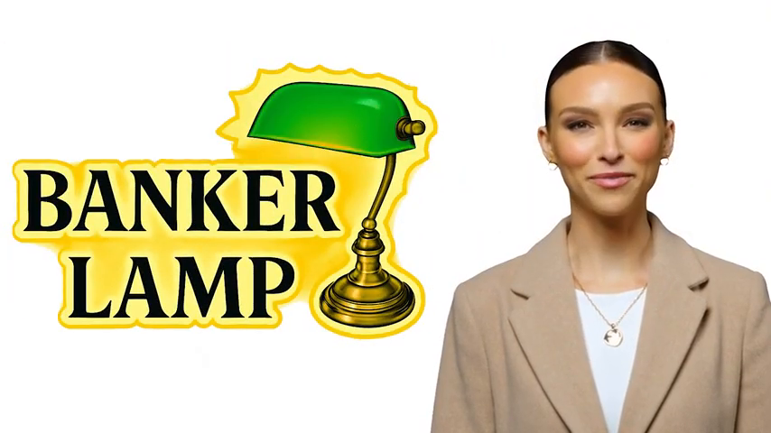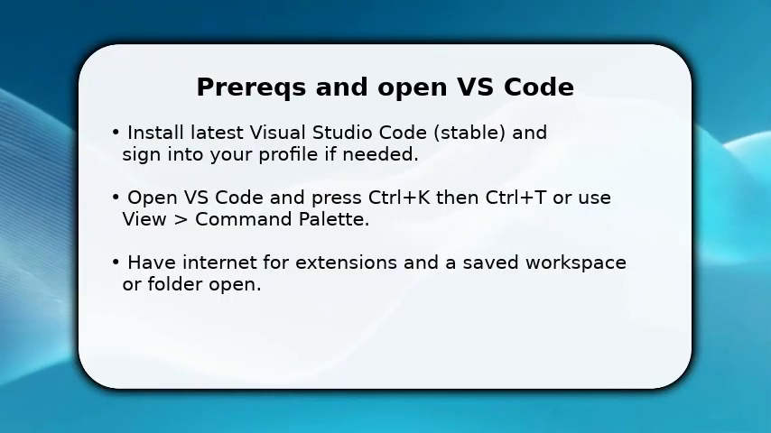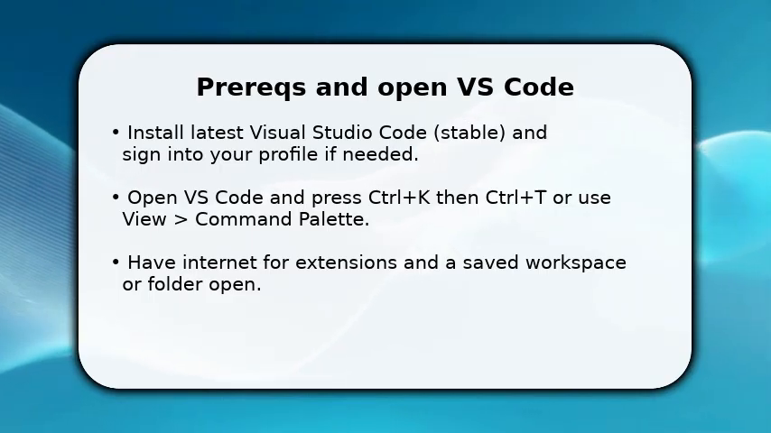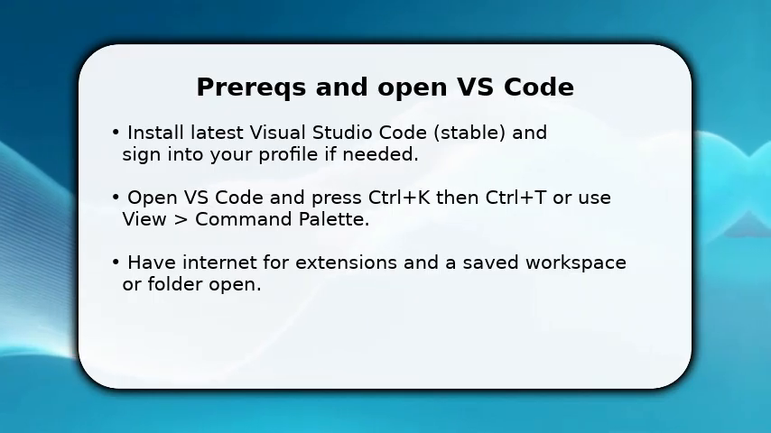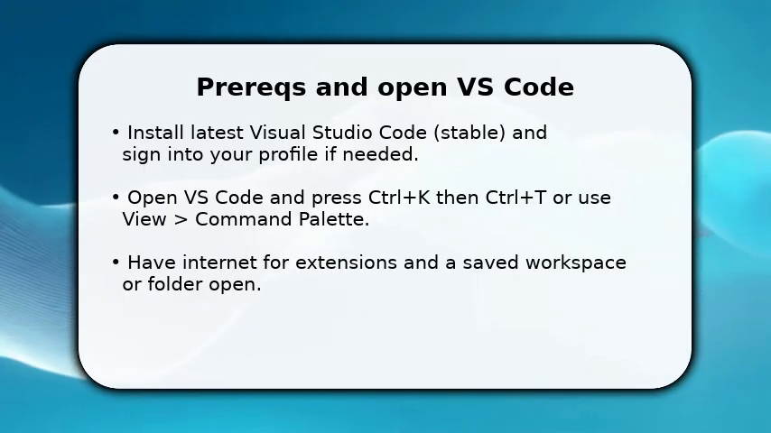Please enjoy the video. You already have VS Code installed. Open it and make sure a folder or workspace is loaded so themes apply to the right project. Next, invoke the theme picker. Press Ctrl+K then Ctrl+T, or open the command palette and type theme.